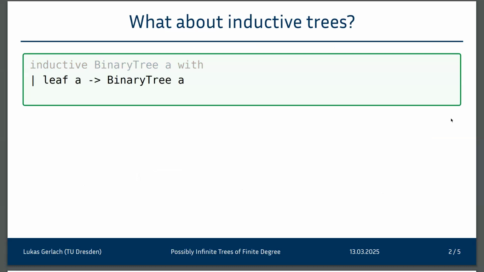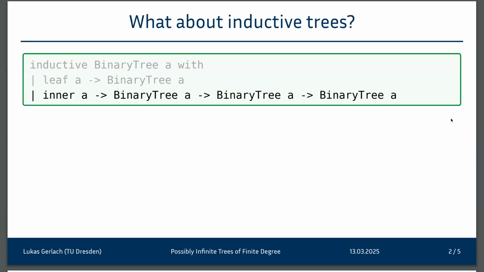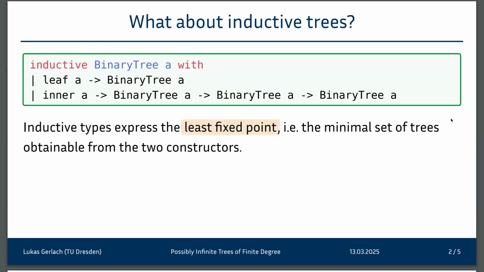But we could very well define binary trees in an inductive fashion, right? Either we just get a leaf node, or we get some label for the node together with two other binary trees, which we can turn into a tree. Well, that's fine. This gives us binary trees, but only finite ones, because the inductive definitions in Lean always give us least fixed points, right? So all the trees that we get out of that are necessarily finite.